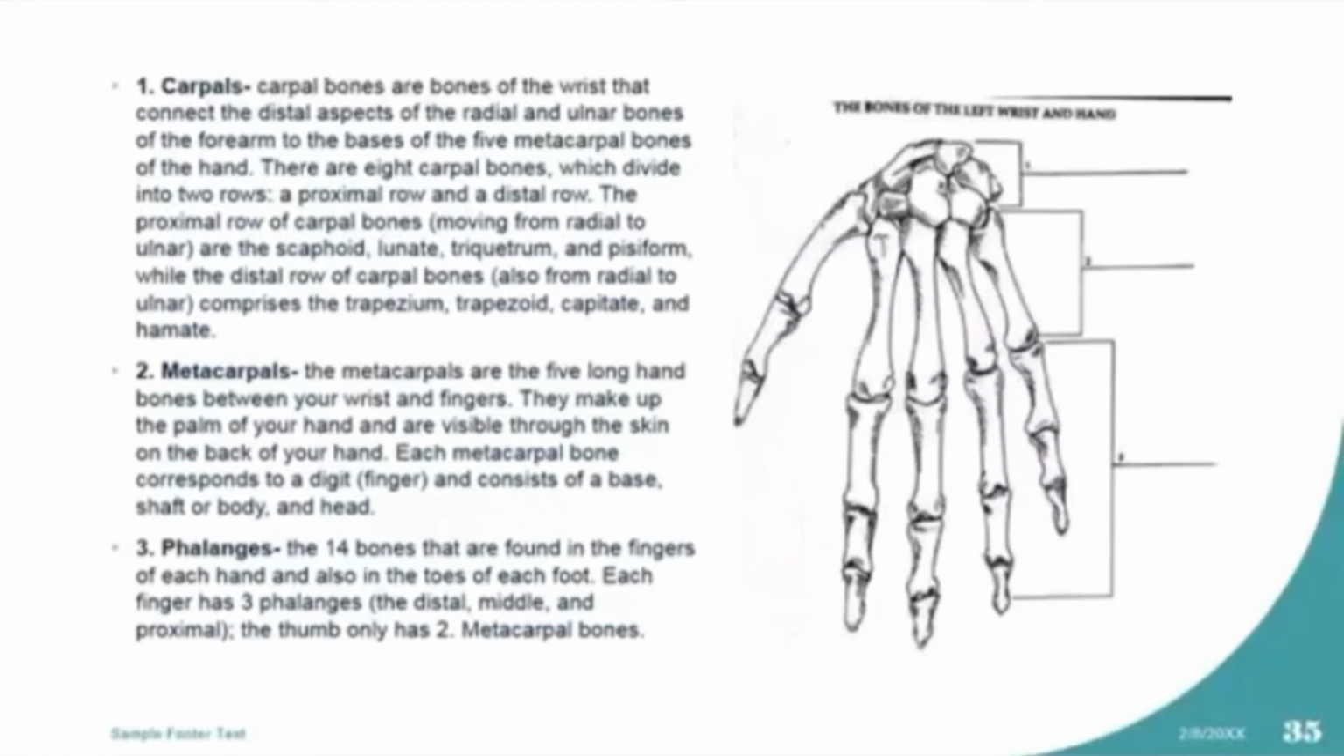Number 3 is the phalanges. The 14 bones that are found in the fingers of each hand and also in the toes of each foot. Each finger has 3 phalanges, the distal, middle, and the proximal. The thumb only has 2 phalanges.